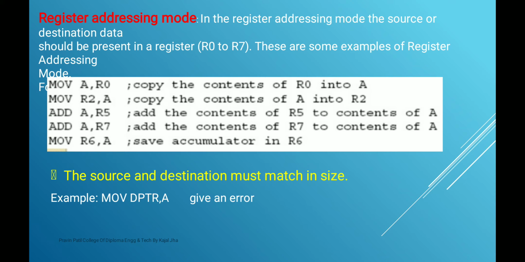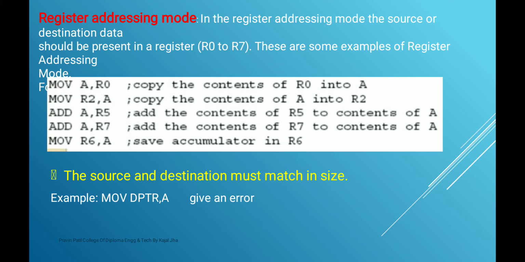In this addressing mode, an instruction may have one or two operands. In a single operand instruction, only one register is used, for example, INC R0. Okay, so only one register is used. In a two operand instruction, two registers are used.